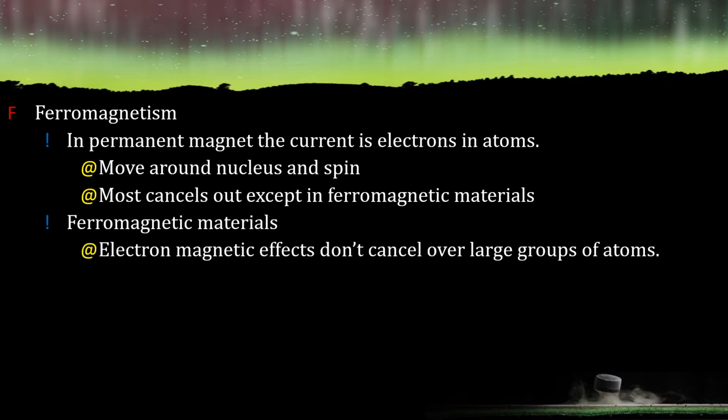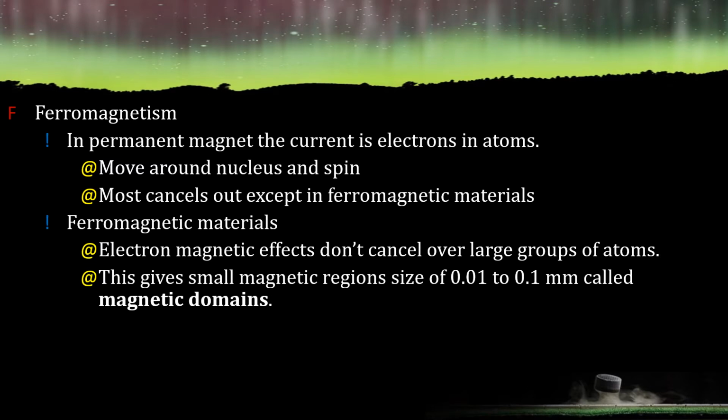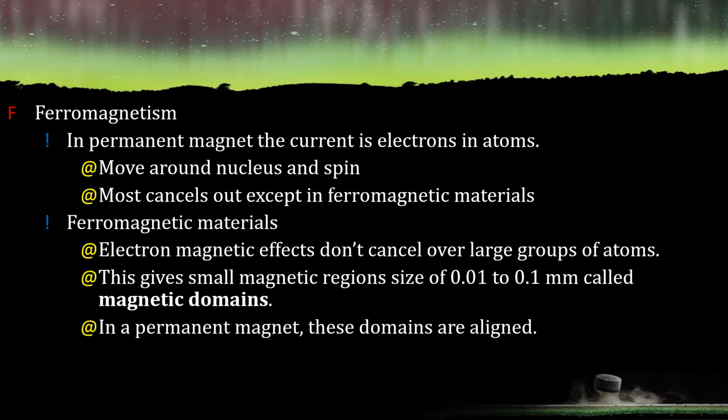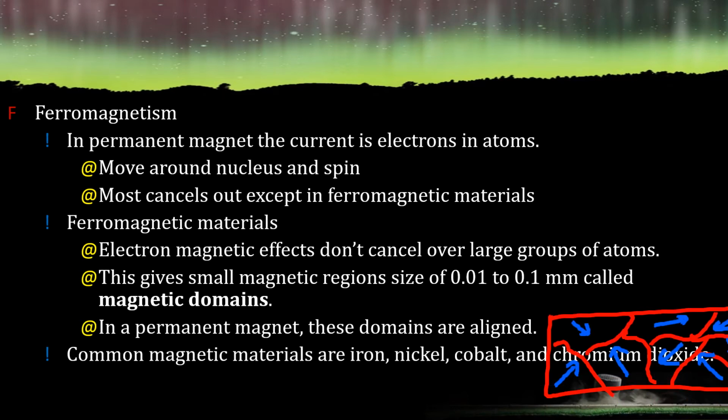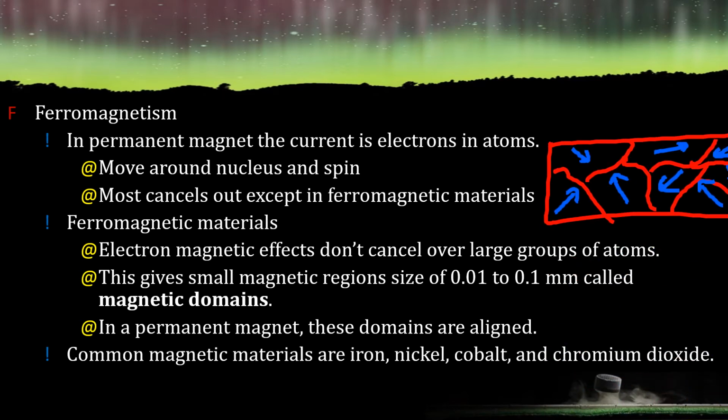In ferromagnetic materials, the electron magnetic effect does not cancel over large groups of atoms. That is known as a domain. This gives small magnetic regions whose size varies from 0.01 to 0.1 millimeter, called magnetic domains. In a permanent magnet, these domains are aligned, like this.